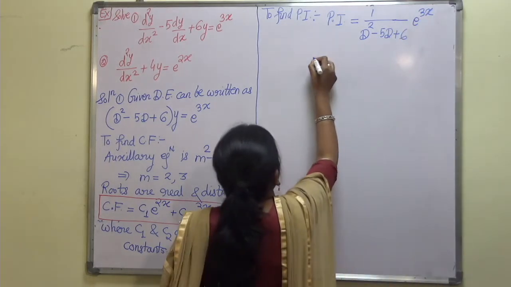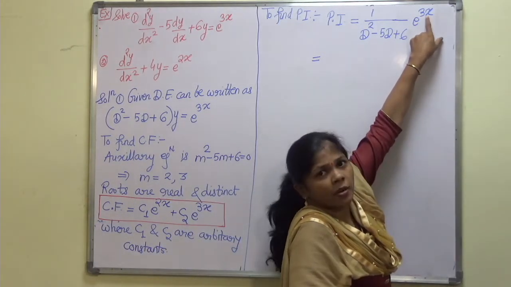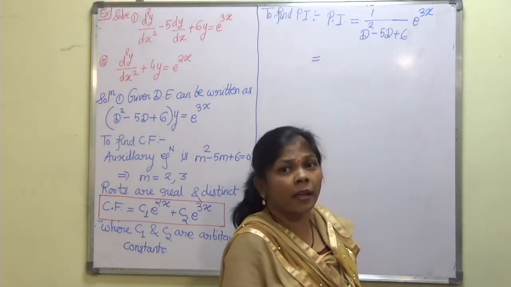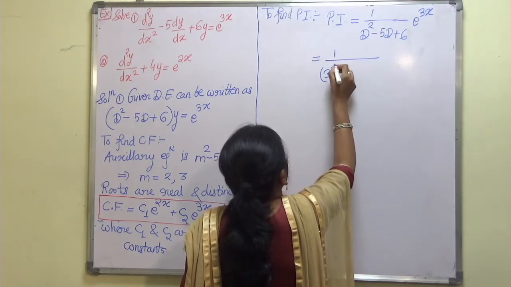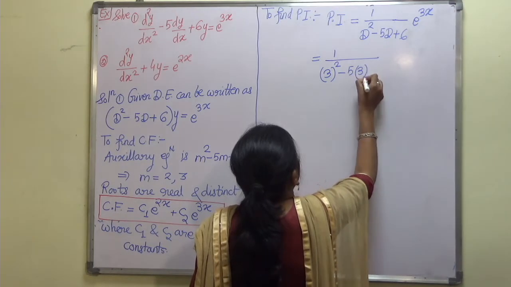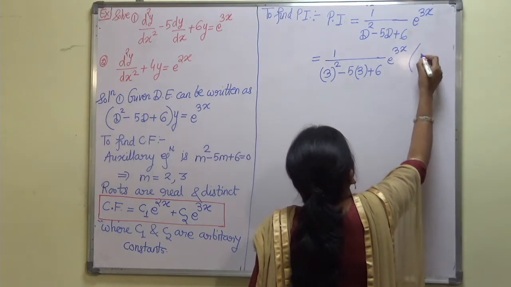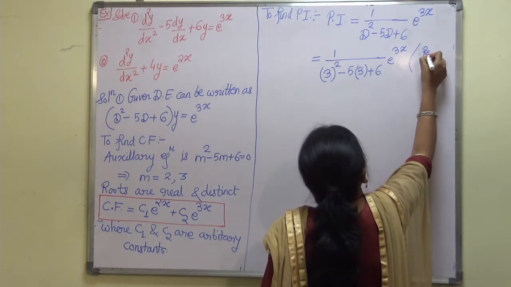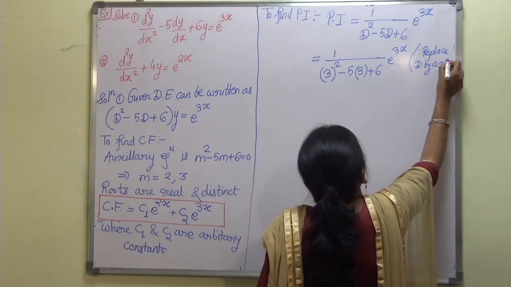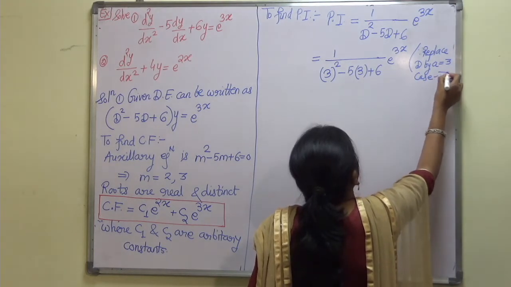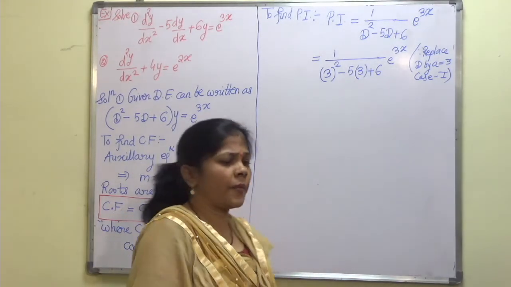Now according to case 1, what do we do? We first identify a. It is in the form e raised to power ax, so a is 3. So replace D by a equal to 3. We have 3 square minus 5 into 3 plus 6, operating on e raised to power 3x. Here we have replaced D by a equal to 3. Case 1 is applicable. We have so many cases, so we should mention which case is applicable over here.